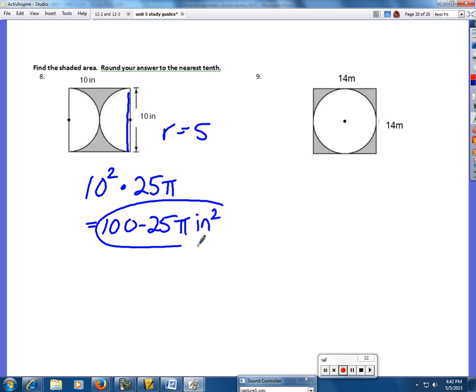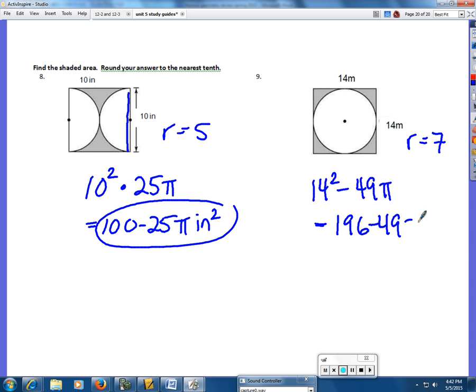You can just leave it in terms of pi, even though it says round to the nearest tenth. When I taught this the other day, I told you to leave it in terms of pi. I'm okay with either one. Follow the directions. I should have changed that, and I didn't. Okay, and this one would be 14 squared minus, and the radius is half the diameter, so 7. 7 squared is 49. So that's equal to 196 minus 49 pi meters squared. And again, if you put it in your calculator with pi, that's fine. But this is the way I taught it, so that's the way I plan on leaving it.